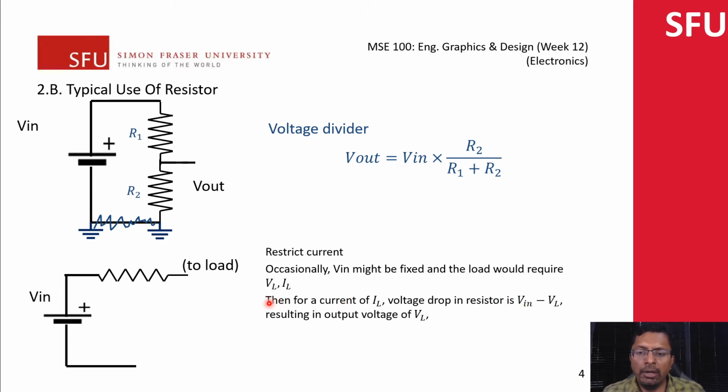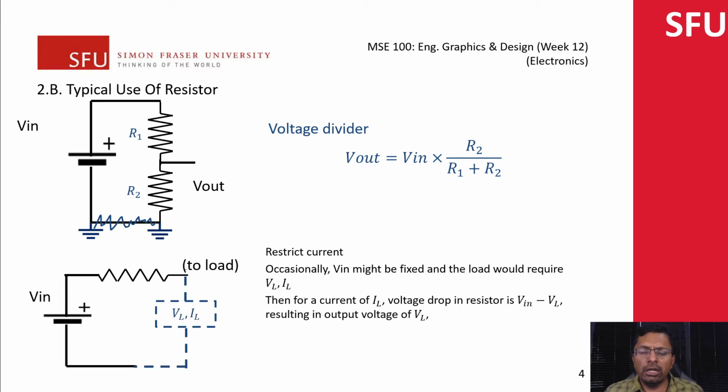So what will actually happen is we have to choose this resistance in such a way that, if you know the load here, you basically drop the V in minus VL at this point, so that the downstream voltage here is going to be equal to the load voltage that we need.